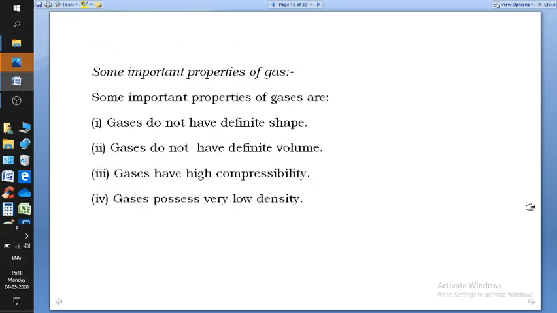Now, let us see some important properties of gases. Number one, gases do not have definite shape. Like air, we can't see the shape of air. Gases do not have a definite volume. We can't see how much space it has occupied. Air, we can't even measure it. So it does not have a definite volume. Gases have high compressibility. We can press gases and change them from one state to another at a high pressure. We're going to discuss that later. Then gases possess very low density. When you compare among solids and liquids, gases have a very, very low density.